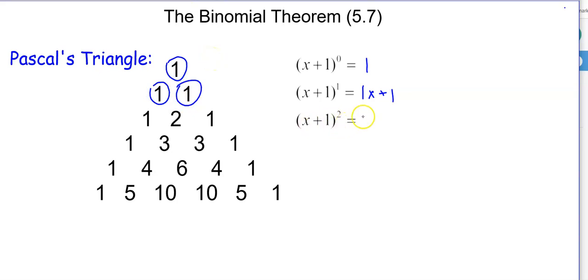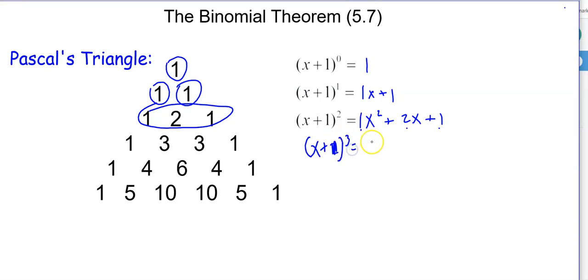If I FOIL this, (x + 1) squared, I actually get x squared plus 2x plus 1. So I have 1, 2, and 1, 1, 2, and 1. Oh, that's interesting. If I went further, you can probably see where I'm going with this. (x + 1) to the third power, I would get x to the third, I believe, plus 3x squared if I actually were to multiply that out, plus 3x plus 1. And you can see those are the same four coefficients you get here.